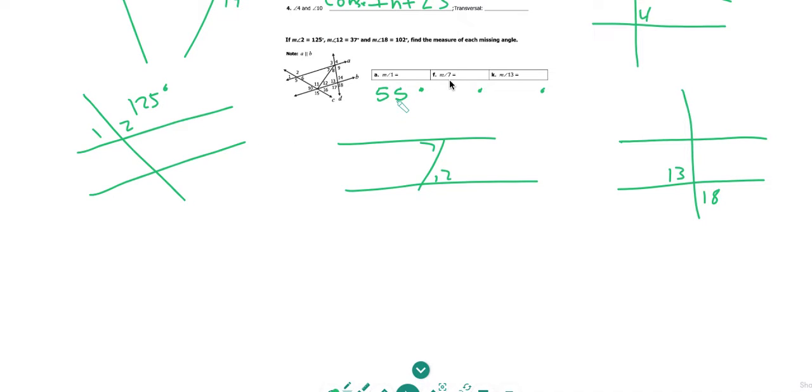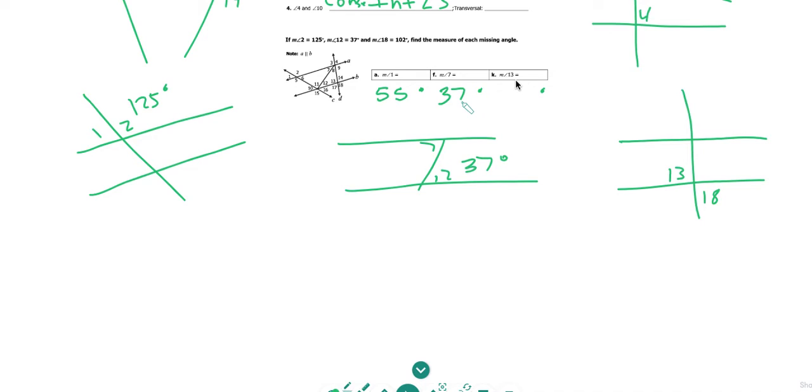The next angle that I'm looking for is angle 7. So I'm going to look for 7 and see which of these three angles is on a transversal with angle 7. I'm noticing that angle 12 is on a transversal with 7, so I'm going to draw the parallel lines and just that transversal. When I draw that transversal, I see that they are alternate interior angles, which means if 12 is 37 degrees, then 7 is 37 degrees.